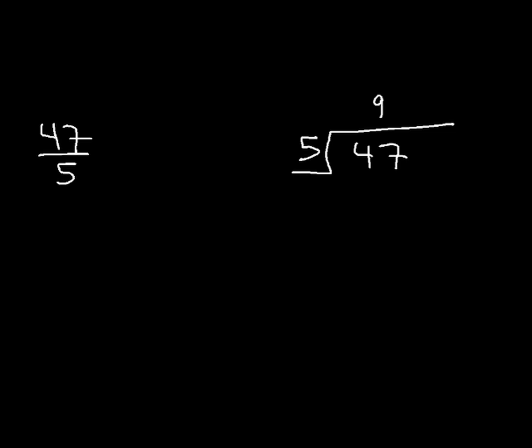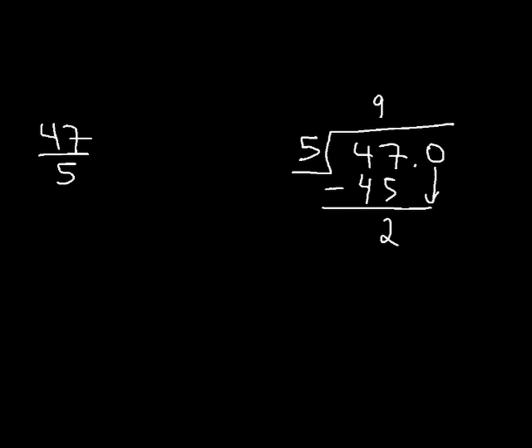So now let's try 47 divided by 5. So how many times does 5 go into 47? We know 5 times 9 is 45. 5 times 10 is too much, that will be 50. And 47 minus 45 is 2.